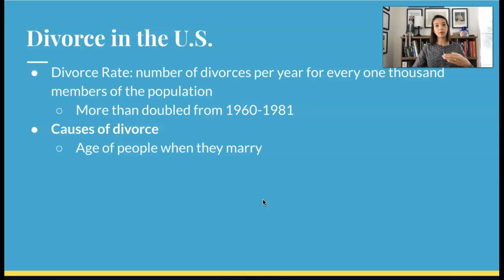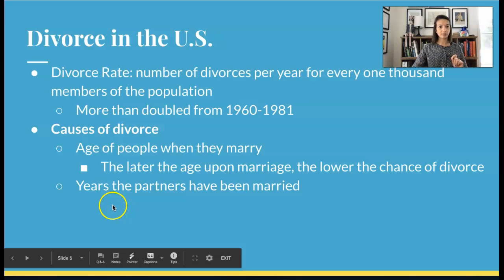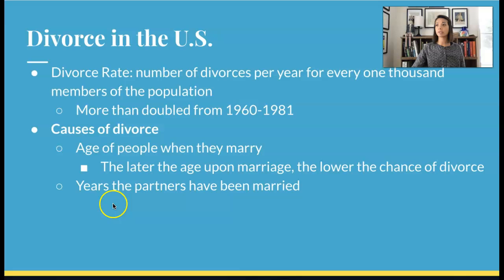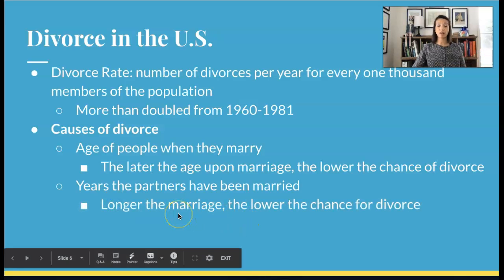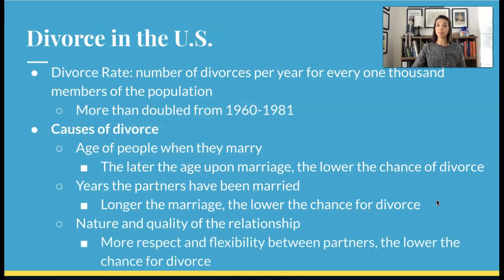The younger that people are when they're married, the higher the chances for divorce, okay? It says the later the age upon marriage, the lower the chance for divorce. The second cause of divorce is the years the partners have been married. Now, the longer the marriage, the lower the chance for divorce. You might be seeing a common thread here with these details. And then the last one for causes of divorce is the nature and quality of the relationship of the couple. The more respect and flexibility there is between the partners, the lower the chance for divorce.